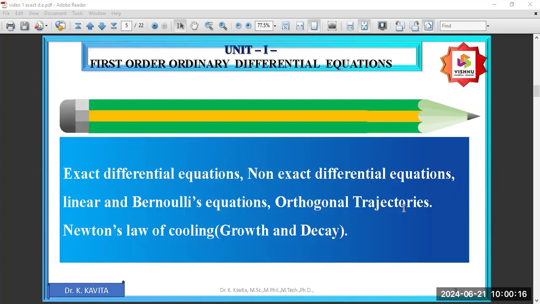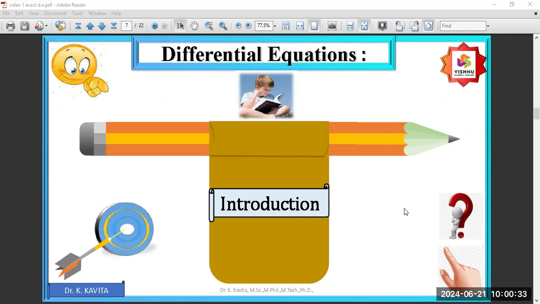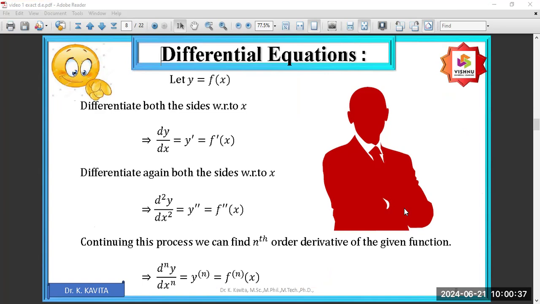Let me start with Unit 1, first order differential equations. In this, the contents are differential equations, exact and non-exact differential equations, linear, Bernoulli, orthogonal trajectories, Newton's law of cooling, growth and decay as the applications. First we'll see the introduction to differential equations.